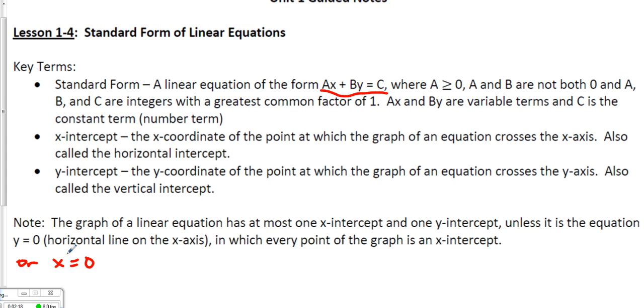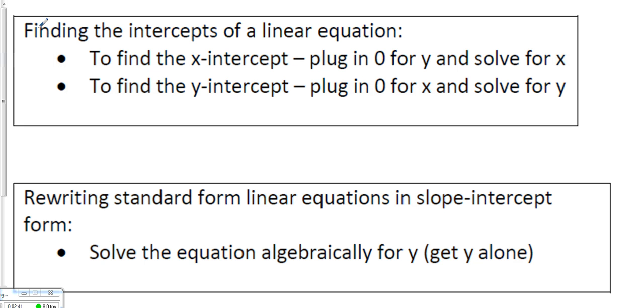These ones are special because if you had the line y equals 0, that's a horizontal line on the x-axis. That means every single point is an x-intercept because every single point is on the x-axis. Same thing with x equals 0. Every single point on that line is going to be on the y-axis. Okay, so they're all y-intercepts. Okay, so those would be the only differences.